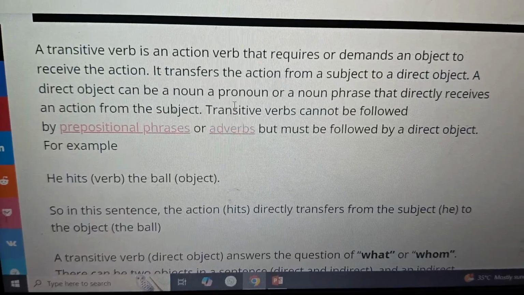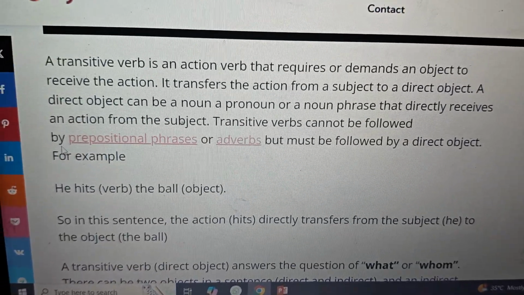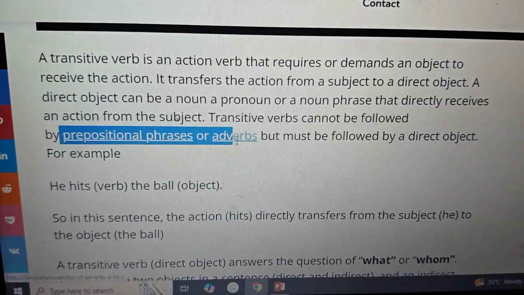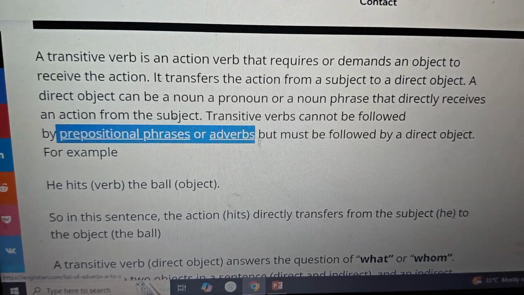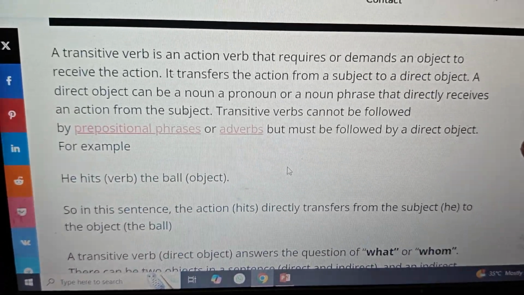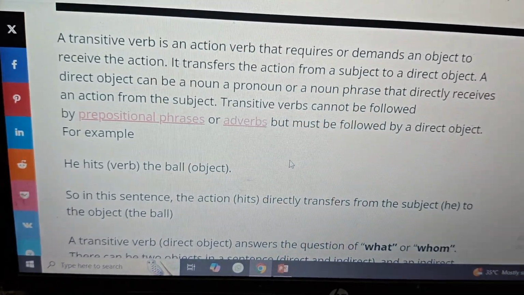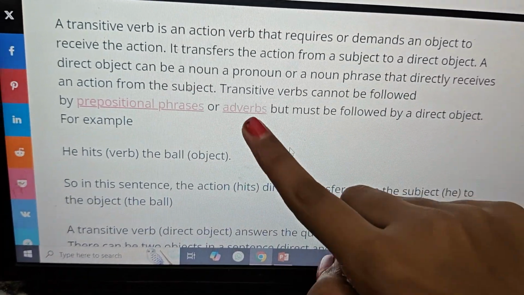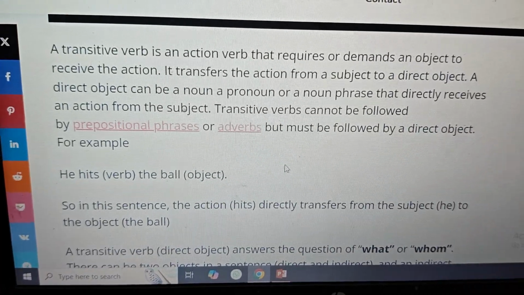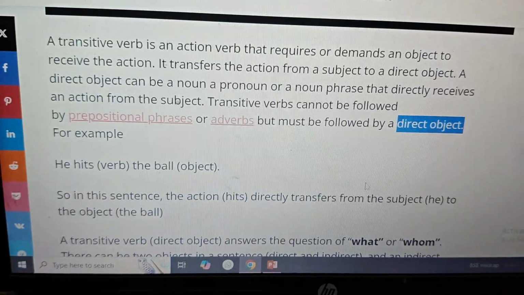Next, transitive verbs cannot be followed by a prepositional phrase. Please do note this. It cannot be followed by a prepositional phrase or adverbs. But it must be followed by a direct object here. This is a verb, so we can't use other parts of speech here. An adverb is also another part of speech. But a direct object is within the verb. That's why it should only be followed by a direct object.